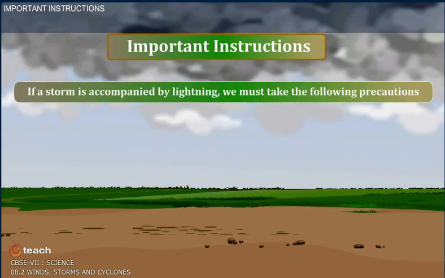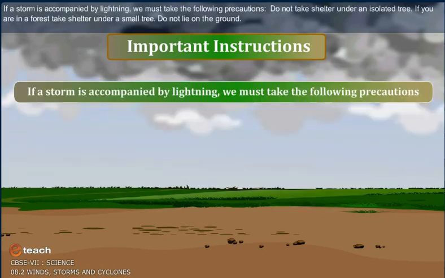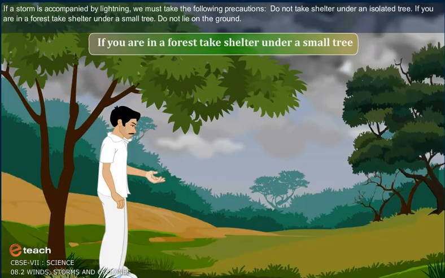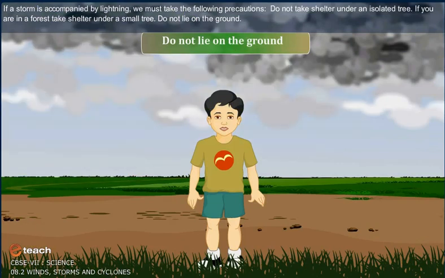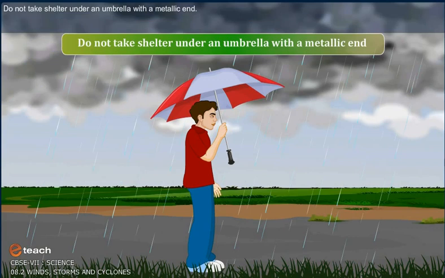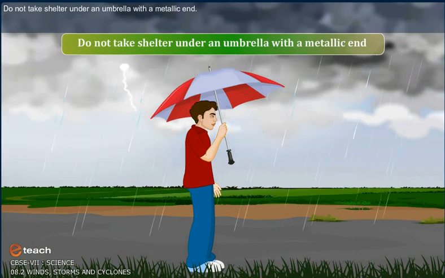Important instructions. If a storm is accompanied by lightning, we must take the following precautions. Do not take shelter under an isolated tree. If you are in a forest, take shelter under a small tree. Do not lie on the ground. Do not take shelter under an umbrella with a metallic end.